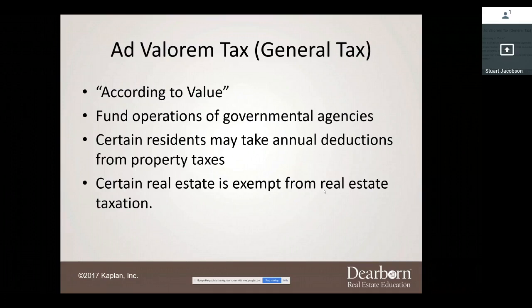Okay, so how we come up with our ad valorem taxes is this: each property has an assessed value, and what they do is they take that assessed value and multiply it by the town's tax rate, and you come up with an annual real estate tax that is your ad valorem taxes. So people always ask me, Stu, how do they come up with a tax rate?